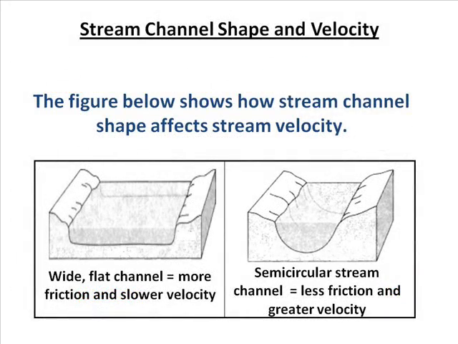The third factor involved in stream velocity is its channel shape. The figure below shows how stream channel shape affects stream velocity. Notice that a wide flat stream channel on the left side has a larger surface area in contact with moving water. This increases the friction between the water and the stream bed and slows down the stream. In contrast, a semicircular stream channel shape shown on the right side has less friction with the water and the ground, allowing the stream to have a higher velocity or speed.